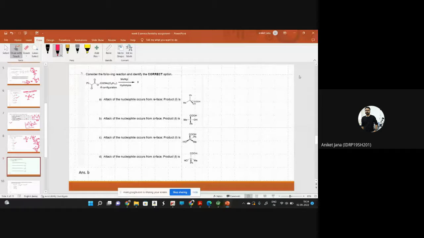So this is also a very popular model. Can you tell me which model this is? Here a keto group is there and an adjacent ester group is there. This is also a very famous model for predicting the product. This is the Felkin-Anh model, right?